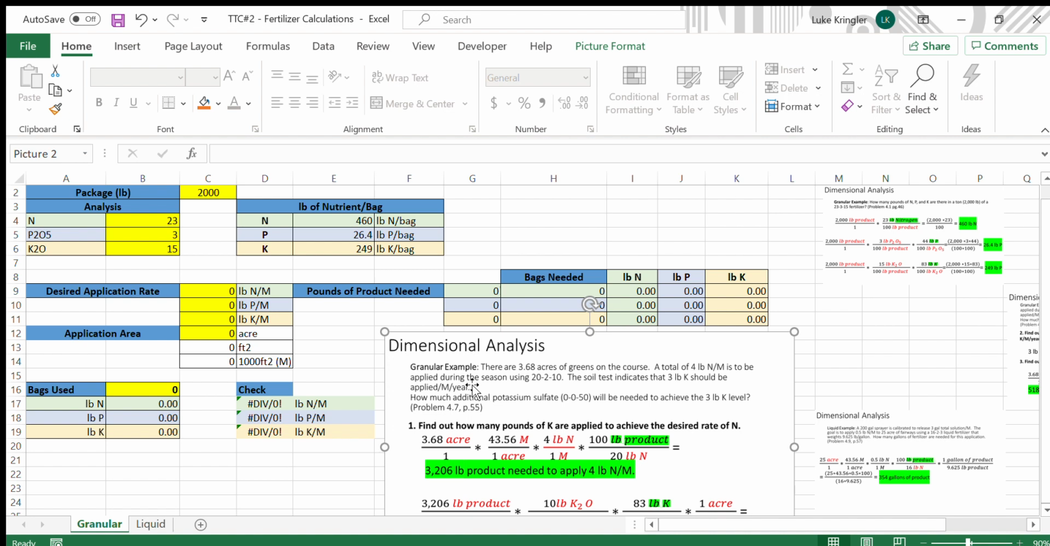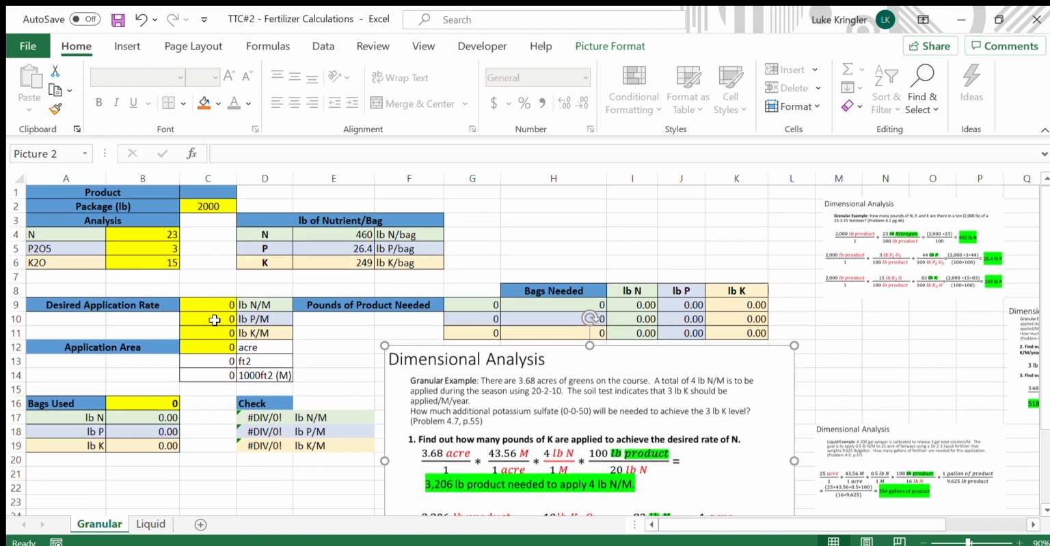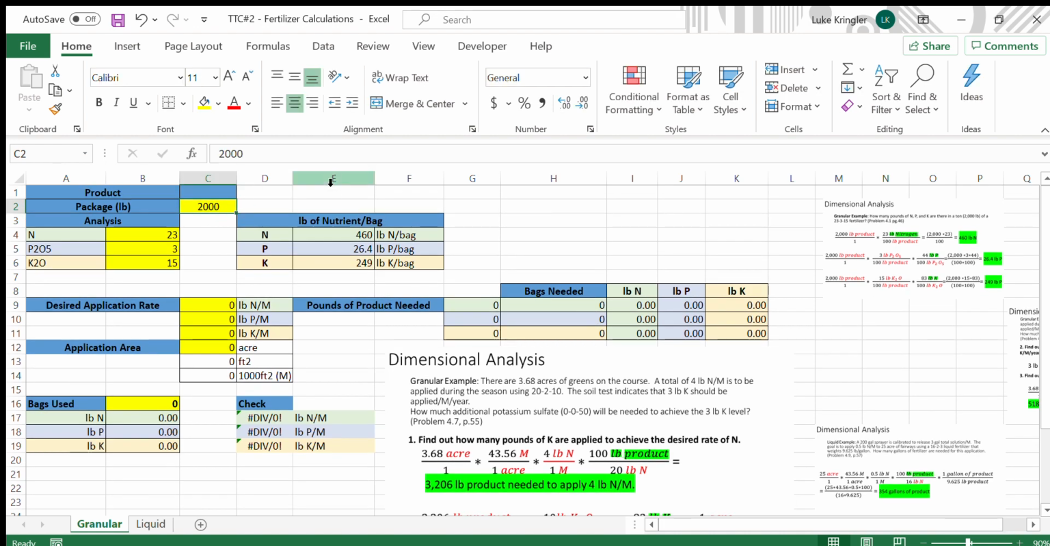4 pounds of nitrogen per 1,000 feet squared is to be applied during the season using 22-10-10 fertilizer. The soil test also indicates that 3 pounds of potassium should be applied per 1,000 square feet per year. The question in this problem is how much additional potassium sulfate 0-0-50 will be needed to achieve the 3 pounds of potassium level. All right, so what I'm going to do, let me first zero out from the previous example.